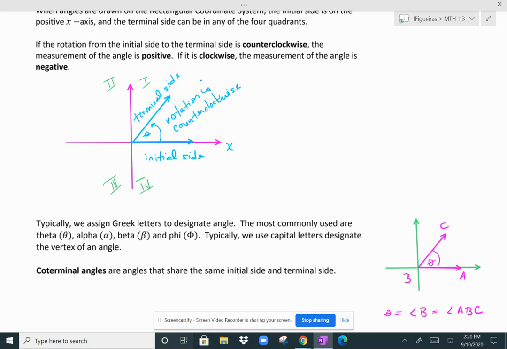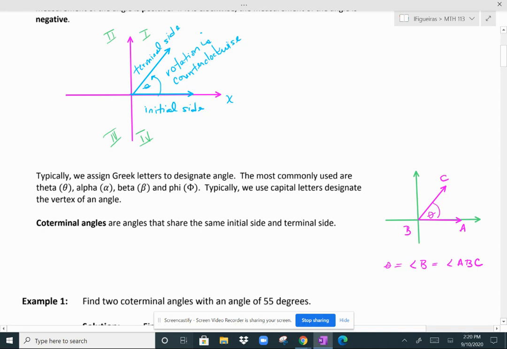And so the angle here on the right could be stated as angle theta because my measurement on the inside is indicated as theta, but it could also be angle B, B referring to the vertex, that's where the two rays meet, or it could be stated as angle ABC or even CBA. It could be written in the opposite order, but you want the vertex in the middle. So all of those designations represent the same angle that you see above.